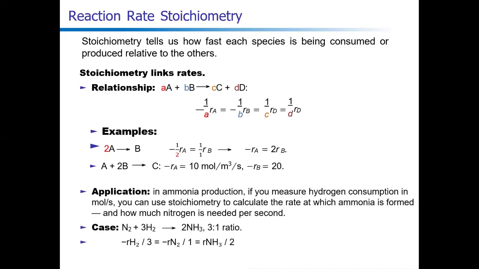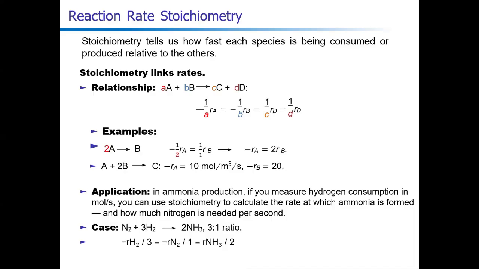Let's now apply this to a real industrial case, ammonia production, where we have N2 plus 3H2 goes to 2NH3. Let's say you're measuring hydrogen consumption in moles per second. Using stoichiometry, we can calculate how much ammonia forms and how much nitrogen is needed per second.